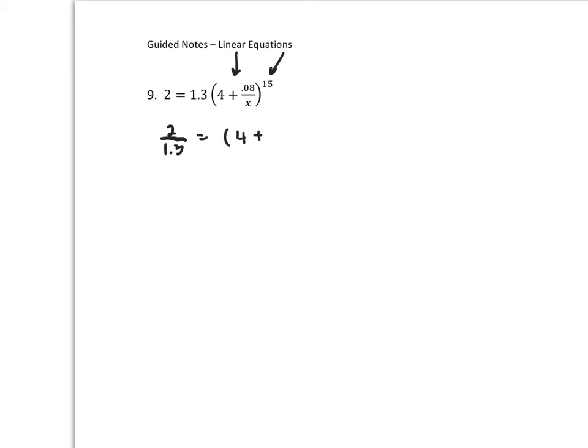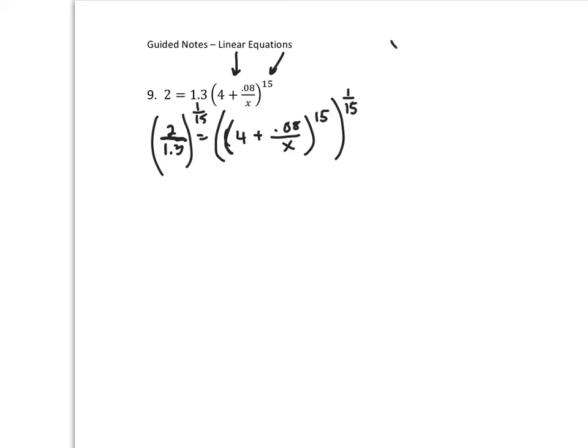And now we have 4 plus 0.08 over x to the 15th power. We're trying to make our way to that x. We need to get rid of the 15. The way we do that is we raise both sides to the 1 over 15. Let me put that 1 over 15 before I forget on both sides.